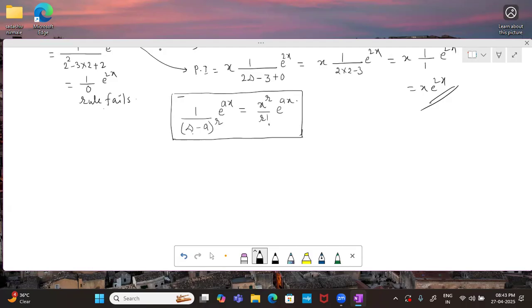D is equal to a. A minus a will be 0. It will be 0 for how many times? R times. That's why the answer is x raised to r upon r factorial e raised to x. So D minus a raised to r is 0 when D is equal to a, isn't it? And this expression is sometimes known as a repeated linear expression.